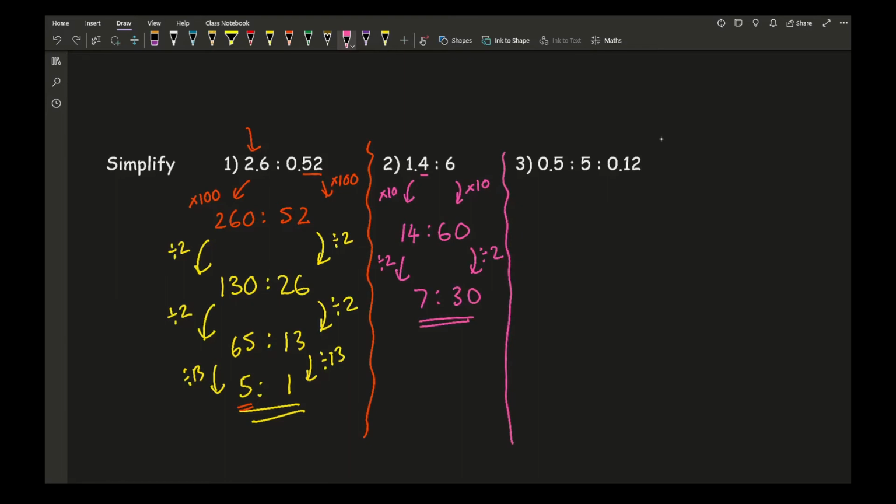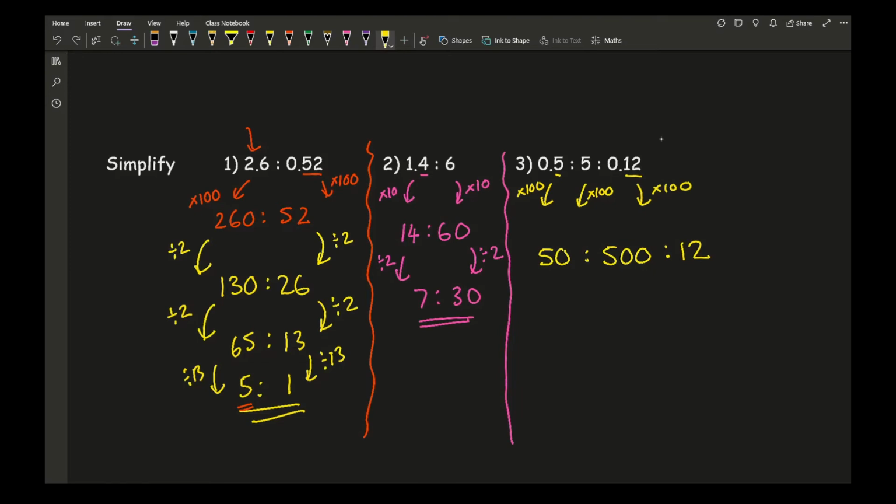Now moving on to one where I've got three numbers, and again the same thing applies. Here my longest decimal number has 2 digits after the point, so I'm going to multiply all three numbers by 100. So 0.5 times 100 gives me 50, 5 times 100 gives me 500, and 0.12 times 100 gives me 12.